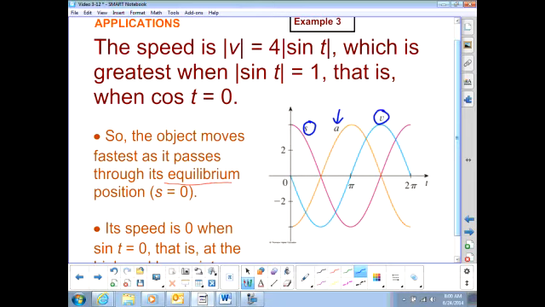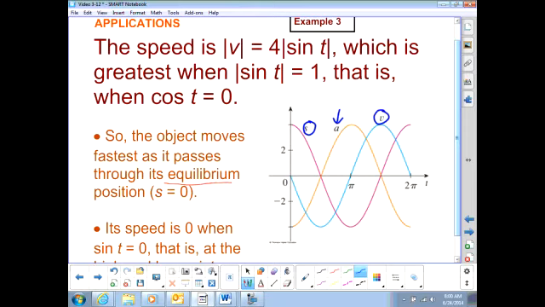So the absolute value of your velocity, which our velocity function is negative 4 sine t. Now, the reason it's a positive 4 sine t is because, again, the absolute value. Well, that's going to be the greatest when sine t, the absolute value of it, is equal to 1. So in other words, when regular sine t is 1 or negative 1, that'll basically give us a speed of 4, because our velocity would be positive 4 or negative 4.